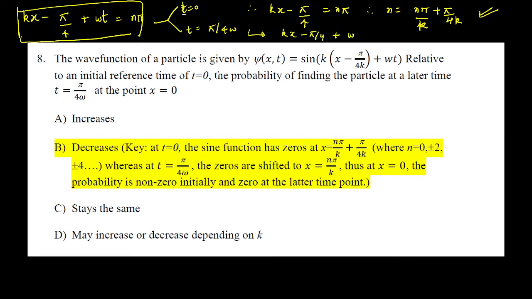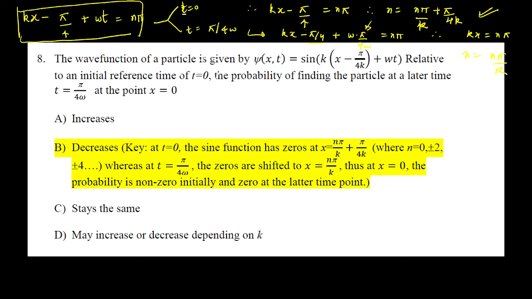Omega into pi by 4 omega is equal to n pi. So omega and omega cancel out, minus pi by 4 and plus pi by 4 cancel out. So kx is equal to n pi. So we can say x is equal to n pi by k.